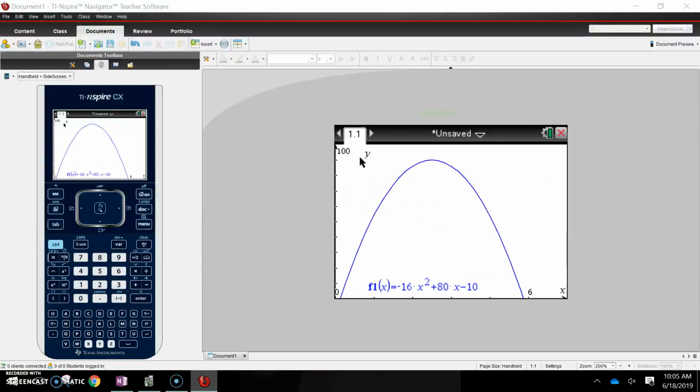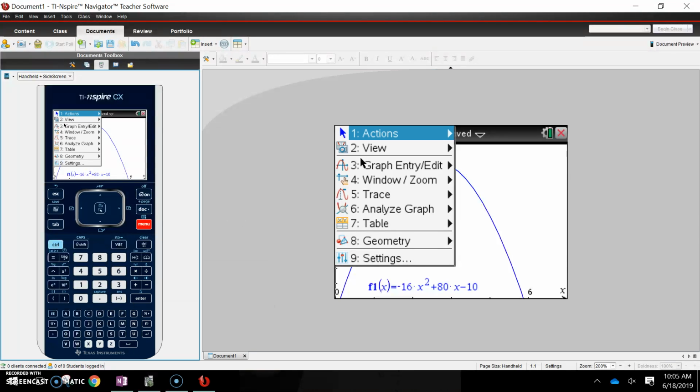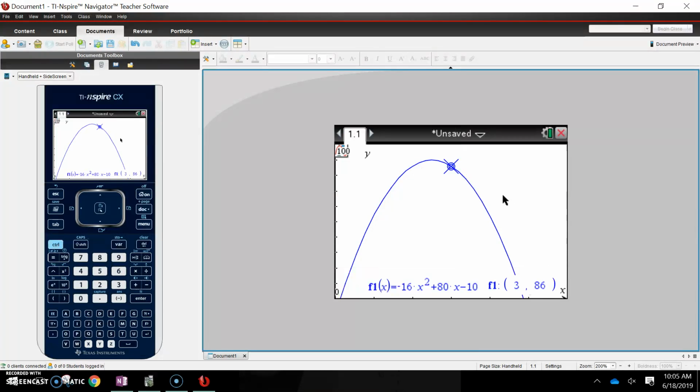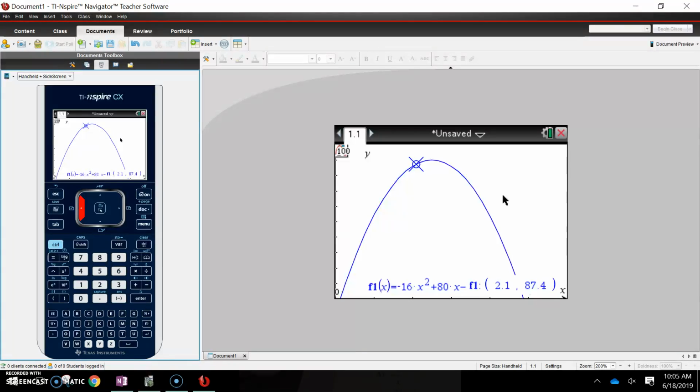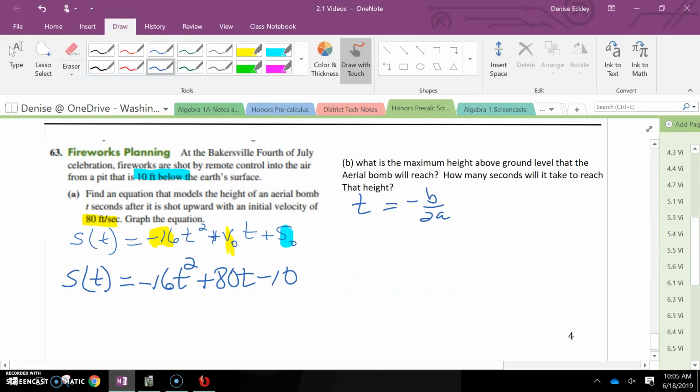So if we look on our graph, the nice thing about the Inspire is that if we hit menu and trace and we choose graph trace, as we move close to the vertex, it'll give it to us right there, and it's listed at the bottom. It tells us that there is a maximum, and it's at 2.5 seconds and 90 feet. So that's going to be our answer to part B.